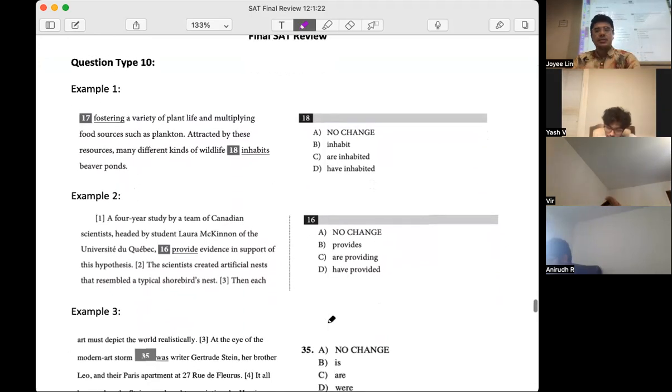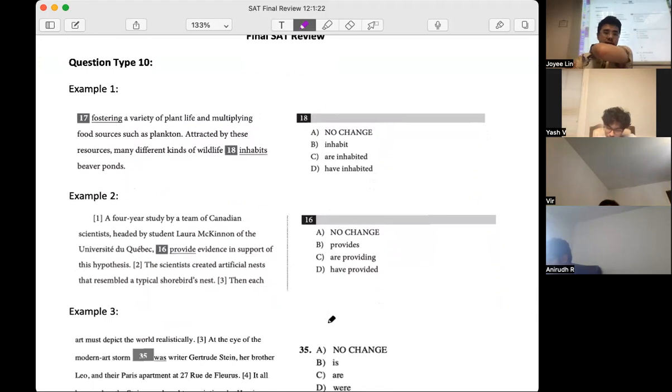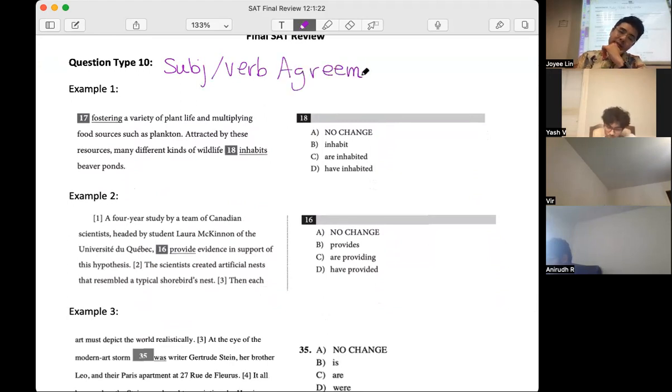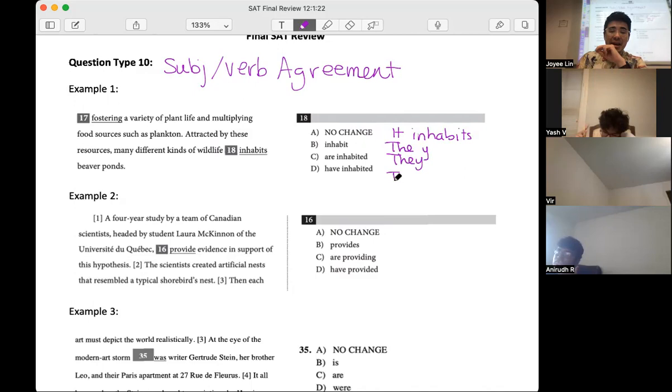What are these? Subject verb agreement. How do we recognize? All the same words but different endings, right? So a couple ways you can try subject verb agreement. You can try putting it and they before. So for example, for number 18, it would be it inhabits. B would be they inhabit. C would be they are inhabited. D would be they have inhabited.